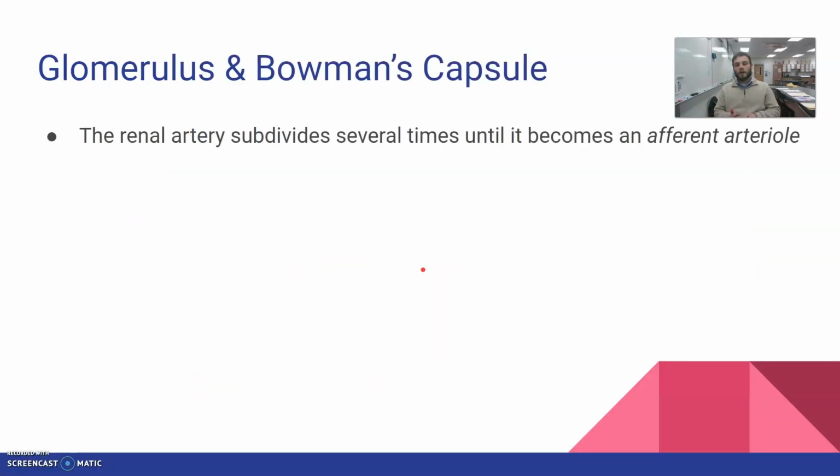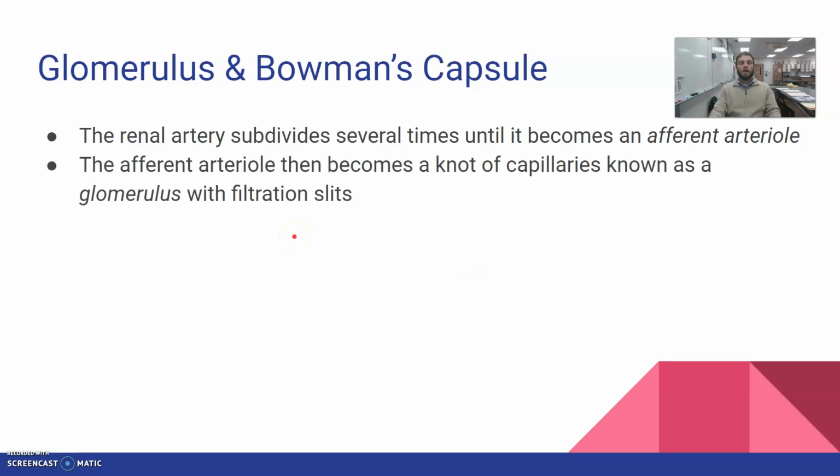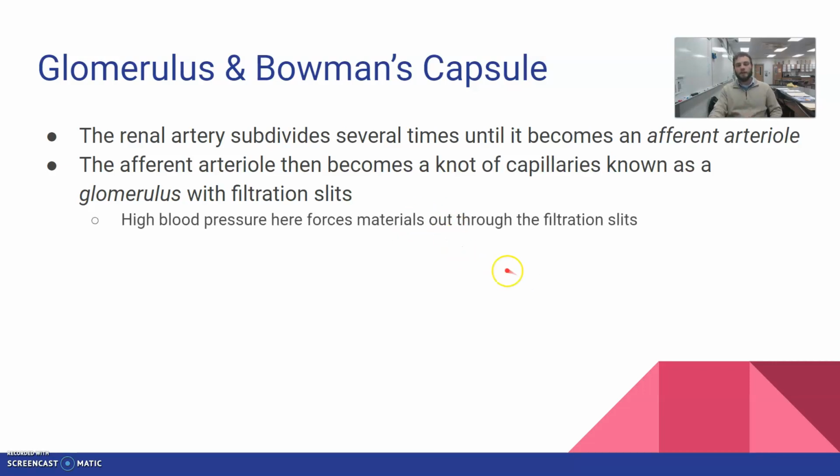So the renal artery, as it is entering the kidney, is going to subdivide many times until eventually it will be known as an afferent arteriole. So it's still going towards the kidney here. That afferent arteriole will knot itself up in its capillary bed. So basically a capillary bed, but all knotted up, will be known as a glomerulus. And it's going to be so small that there actually will be little tiny filtration slits in between the cells of that afferent arteriole. Because of those little tiny spaces in between the cells, high blood pressure is going to force materials out through those filtration slits.